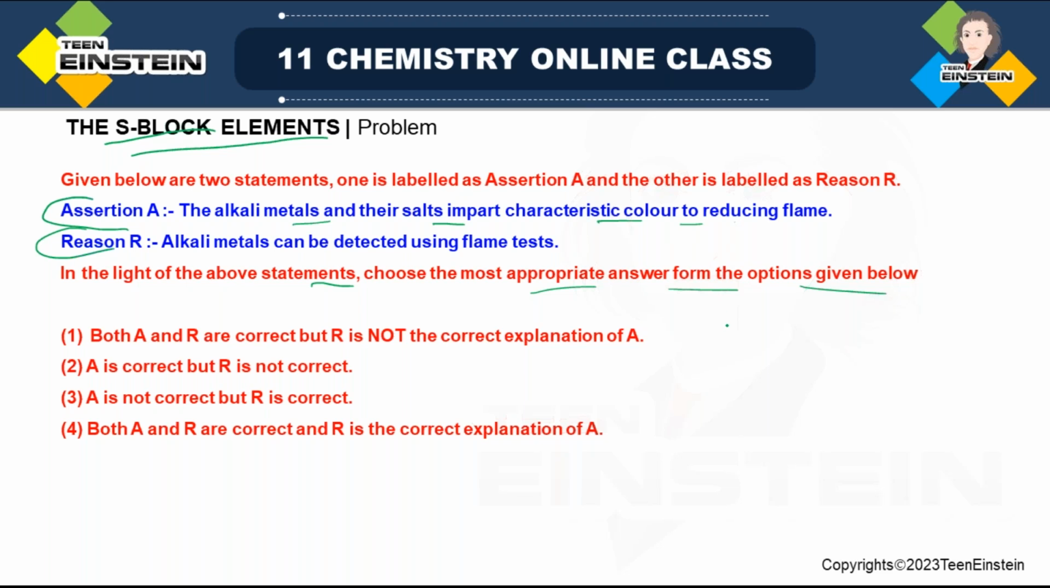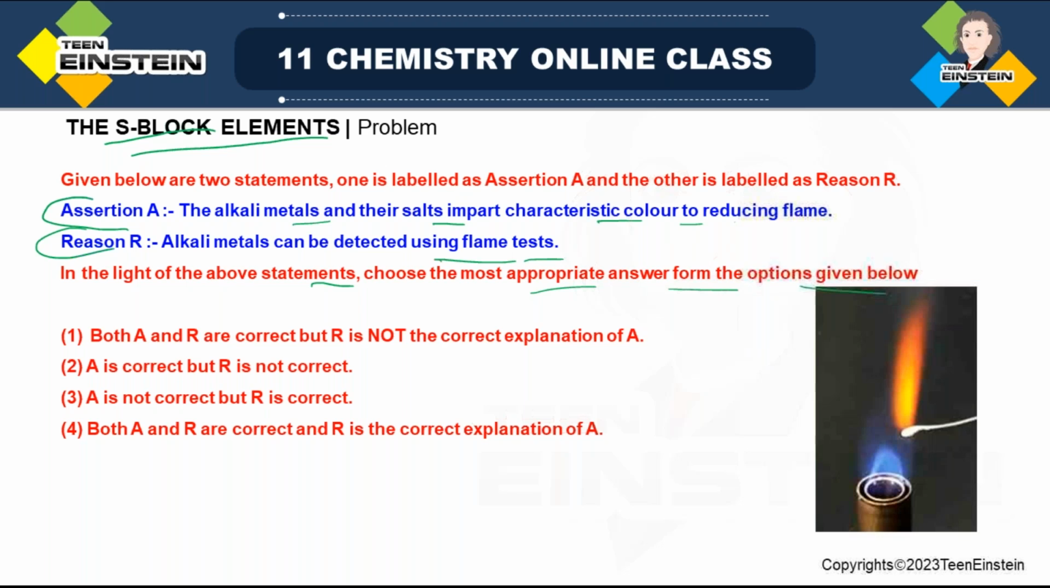And what about the second statement? It is saying that alkali metals can be detected using flame test. That is true, because when we do a flame test, there is a specific color for each alkali metal. So from the color you will be able to understand which alkali metal salts are actually present. So the first statement is not correct, but the second one is correct.